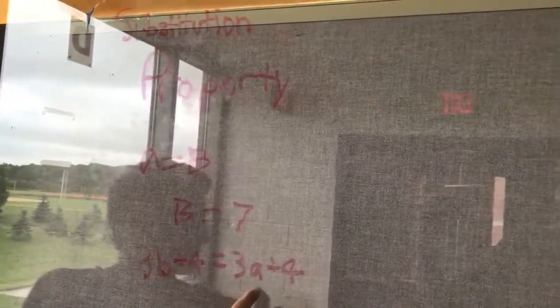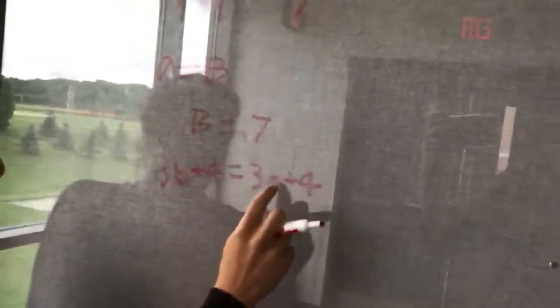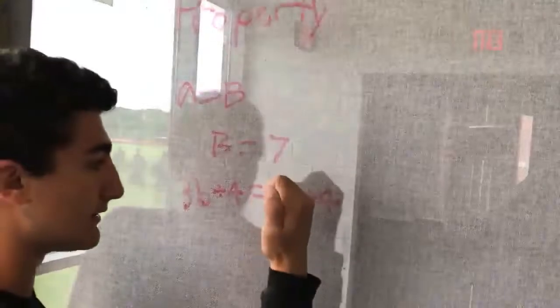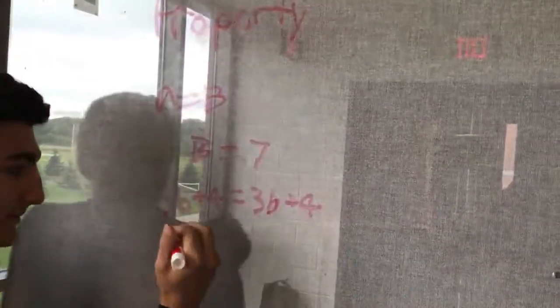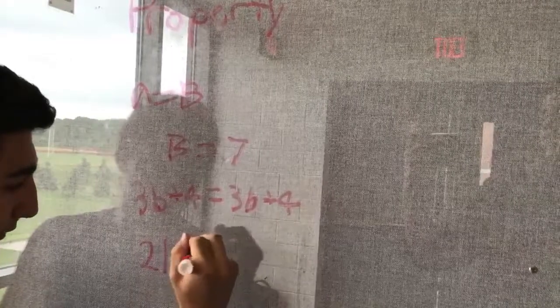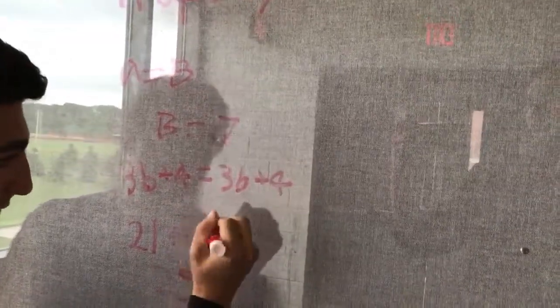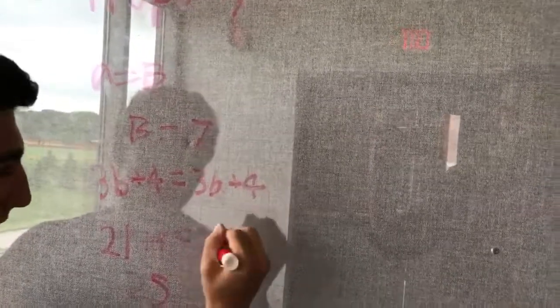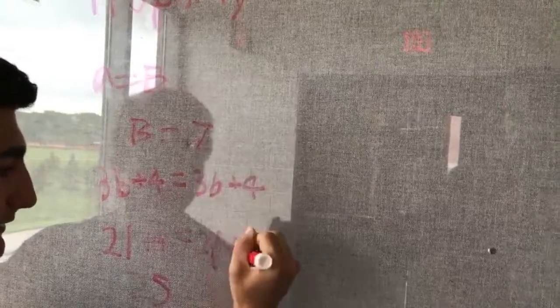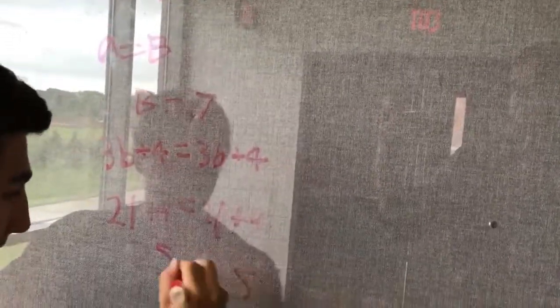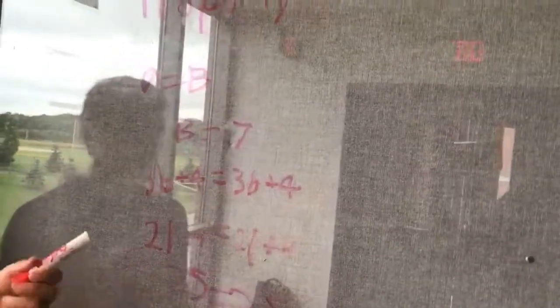The next property that we will be doing is the substitution property. In this property, A will be equal to B, and B is equal to 7. So here, it doesn't directly say what A is equal to, but since you know A is equal to B, you can replace A with B. So you could do 3B, which is 21, plus 4 is 25, which is equal to 3B, which again is 21, plus 4 is equal to 25. So A and B are interchangeable.